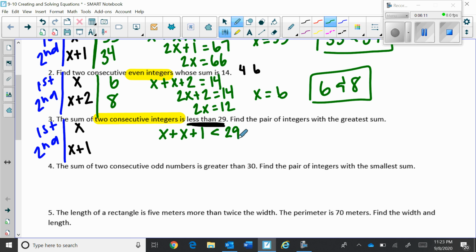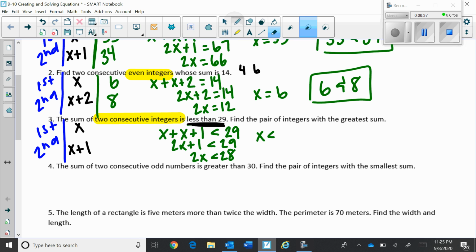All right, so now we can solve. We have 2x plus 1 is less than 29. Subtract 1 from both sides. 2x is less than 28. And then dividing by 2, x must be less than 16. Sorry, my bad. No, not 16. What's it, Daisy? 14. That's where we're at. So x must be less than 14.